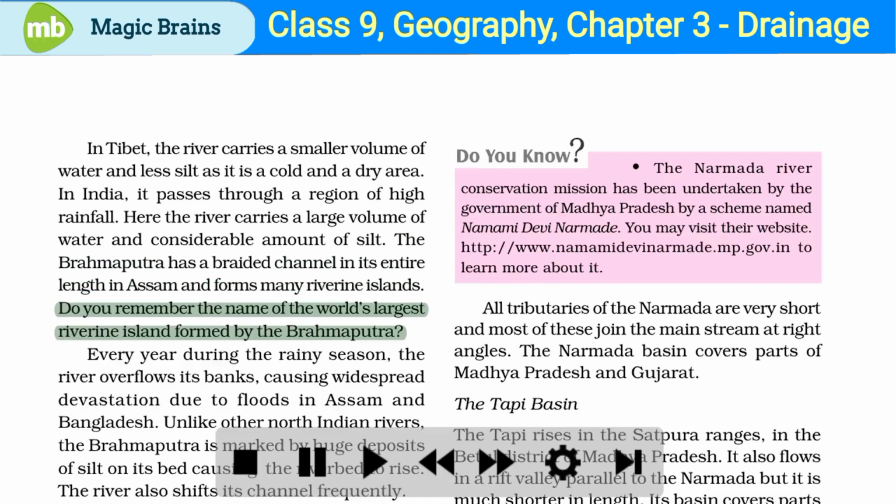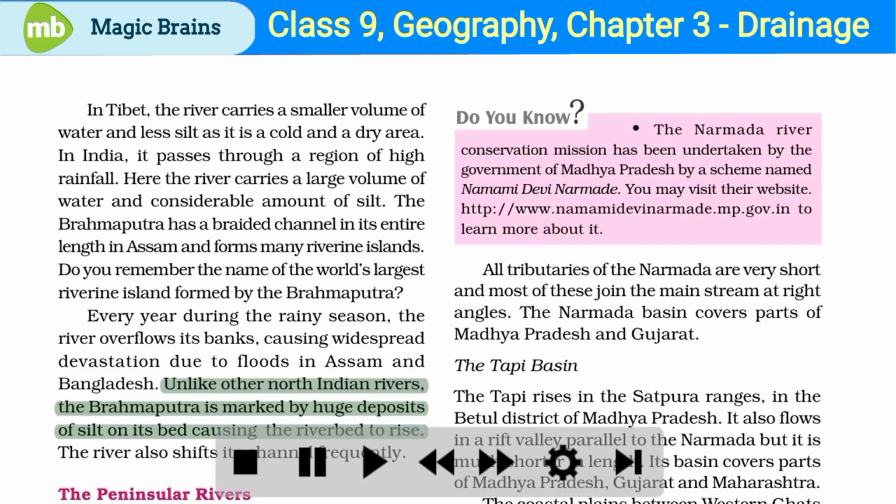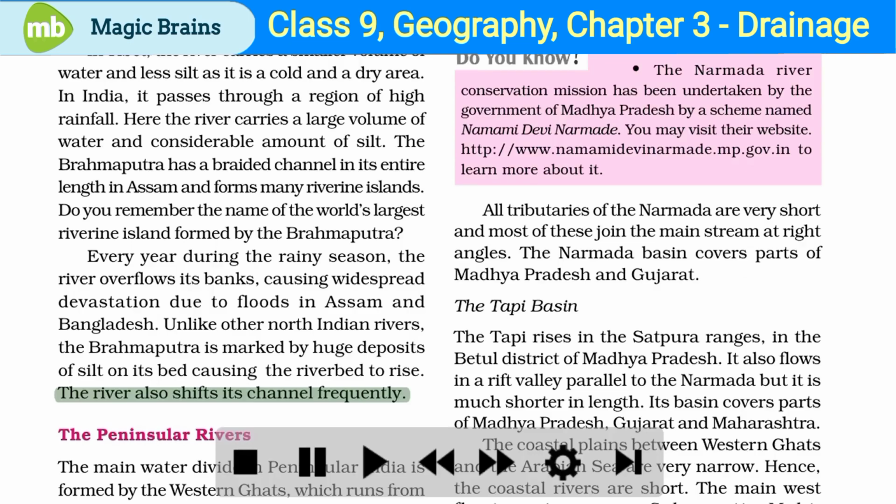Do you remember the name of the world's largest riverine island formed by the Brahmaputra? Every year during the rainy season, the river overflows its banks, causing widespread devastation due to floods in Assam and Bangladesh. Unlike other North Indian rivers, the Brahmaputra is marked by huge deposits of silt on its bed, causing the riverbed to rise. The river also shifts its channel frequently.